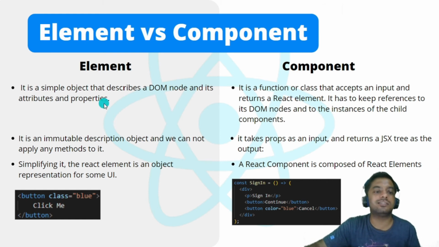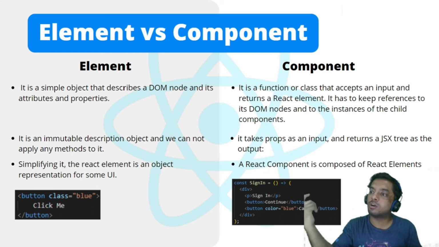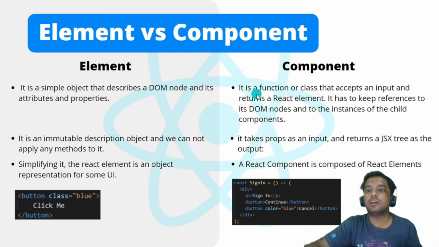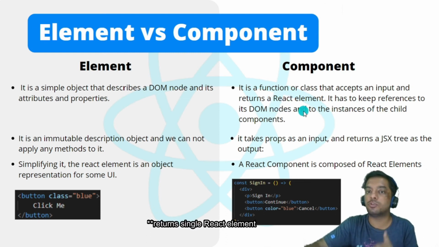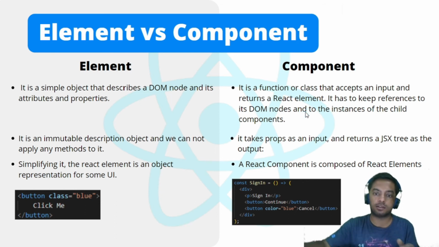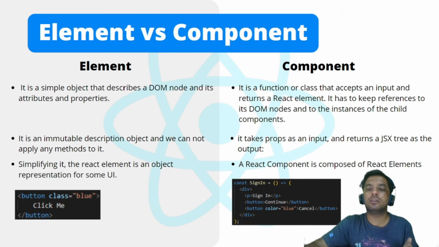In the code snippet, we can see that a single button tag is an element. This single element is a node on the Document Object Model. A component is a function or a class that accepts an input, props, and returns a React component. Keep this in mind: a React component can never return more than one single React element. In the code snippet as well, this component is returning only a single div, though that div is nested with some other React elements, but it is returning only a single element, the div.